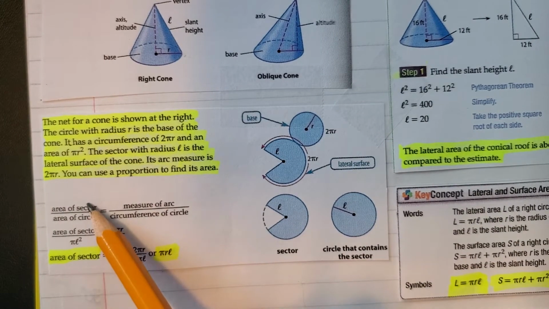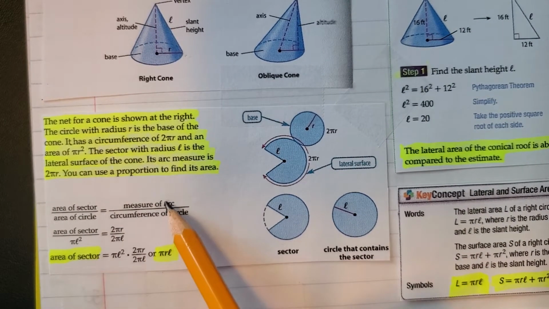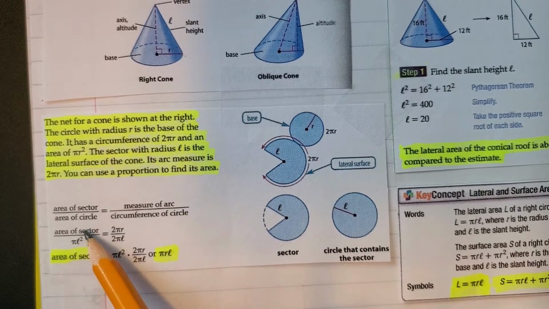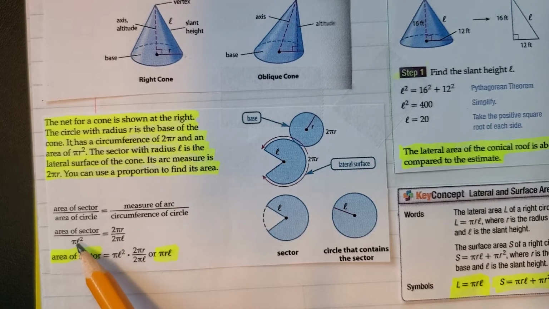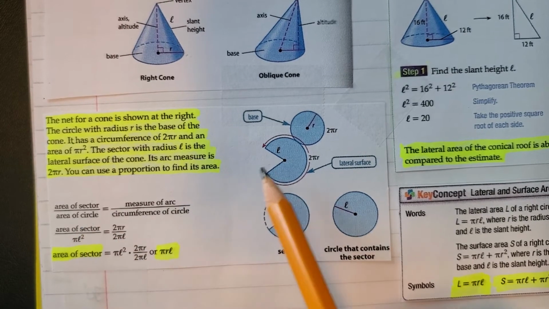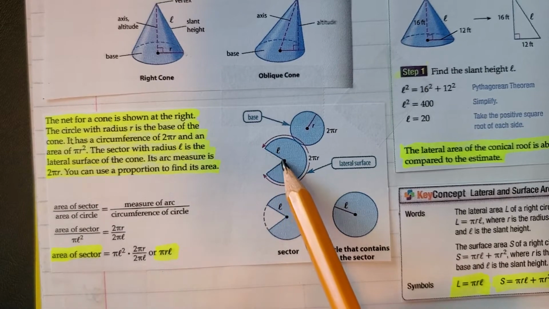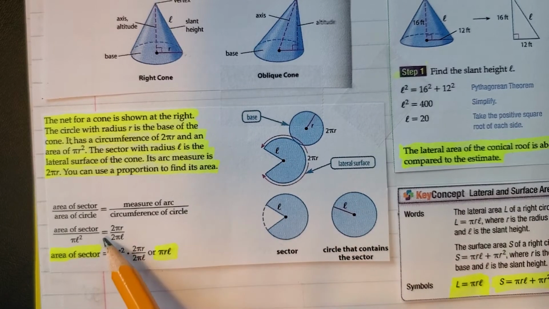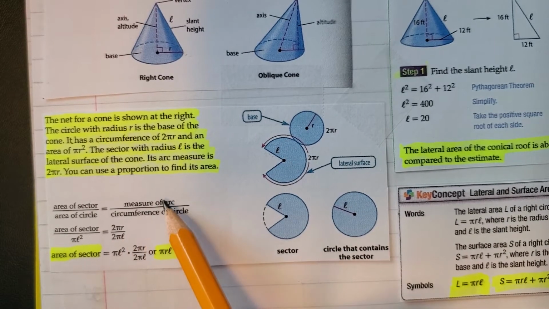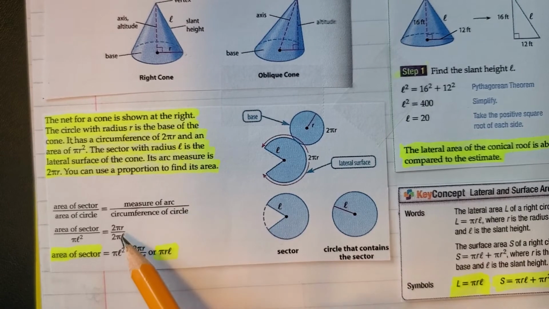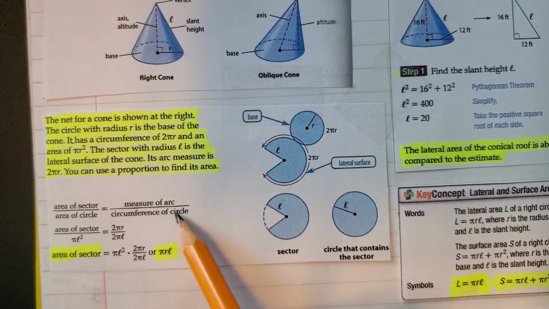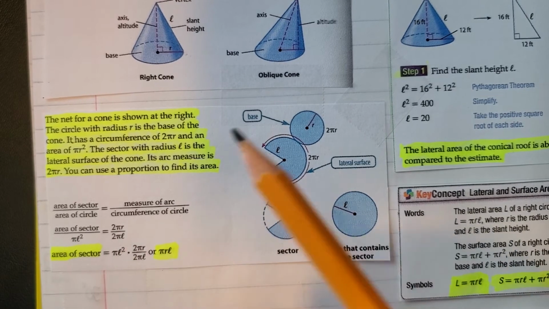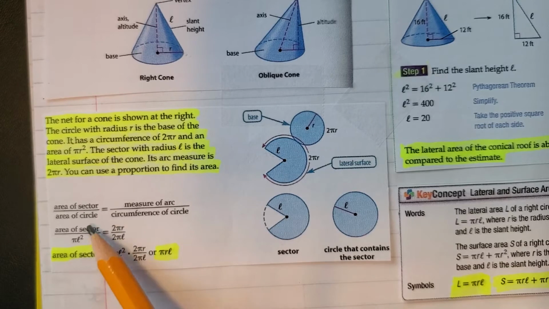So we say the area of the sector divided by the area of the circle equals the measure of the arc divided by the circumference of the circle. The area of the sector divided by pi L squared, that's the area of the circle, because L is your radius, not r, equals 2 pi r, the measure of the arc, divided by 2 pi L, the circumference of the circle.